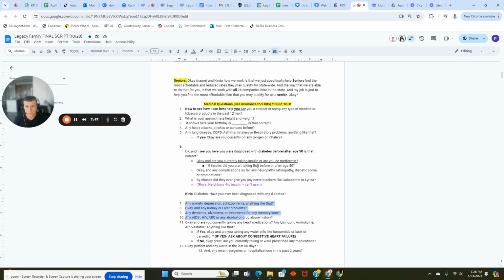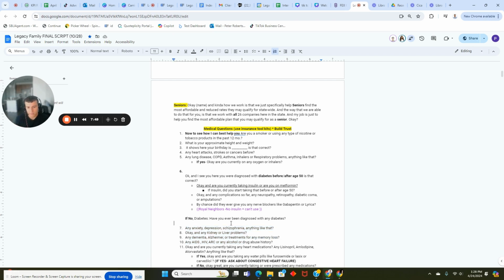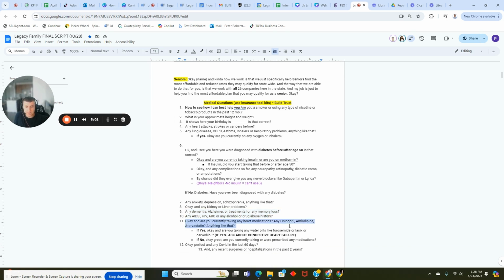So let's put it all together so far in the end here, but let's go through the last section. Any dementia, Alzheimer's disease, any treatment, any AIDS, HIV, ARC, or any alcohol or drug abuse? If yes, put it on the toolkits. And then you're going to go ahead and get the medications. Are you currently taking any heart medications like lisinopril, amlodipine, atorvastatin, anything like that? And if they say yes, okay, gotcha. And are you taking any water pills like furosemide or Lasix or carvedilol, anything like that?